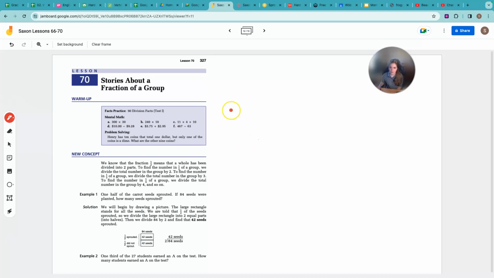So 1/2 is the same as if we divided a number by 2, right? If you took 1/2, like half of 4 is 2, right? So for this question, we have to look at what's the number they give us. They say if 84 seeds were planted, how many seeds sprouted? So if we have 84 seeds and we know half of them sprouted, what we're going to do is divide 84 by 2, because that will give us what half of 84 is.